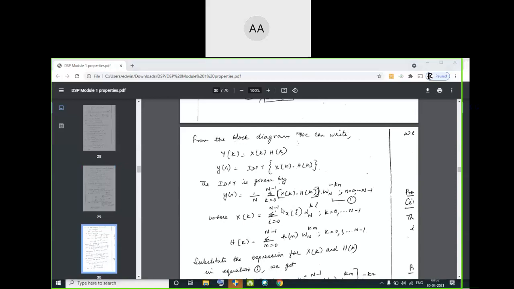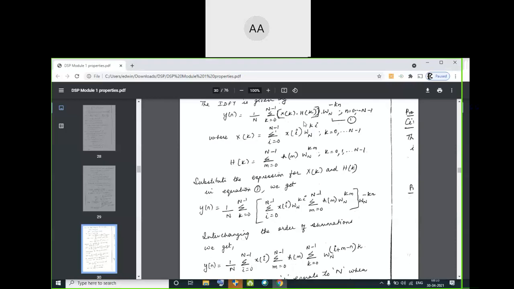Whatever term you write, 1 by N summation k varying from 0 to N minus 1. Earlier, if it's just X of k, you will just write X of k W_N to the power minus nk. Here it is IDFT of X of k into H of k, so you will write X of k into H of k. For IDFT you will write W_N to the power minus n into k. Is it not? Okay. So after that, what do you do in the next step?